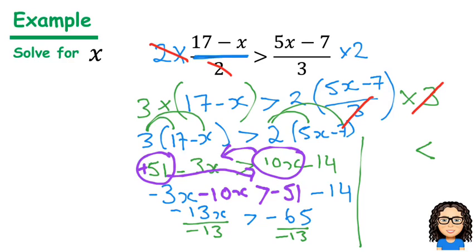Now, negative 13 divided by negative 13 will cancel and just leave me with x. And negative 65 divided by negative 13 leaves me with a value of 5. And there is our final answer.